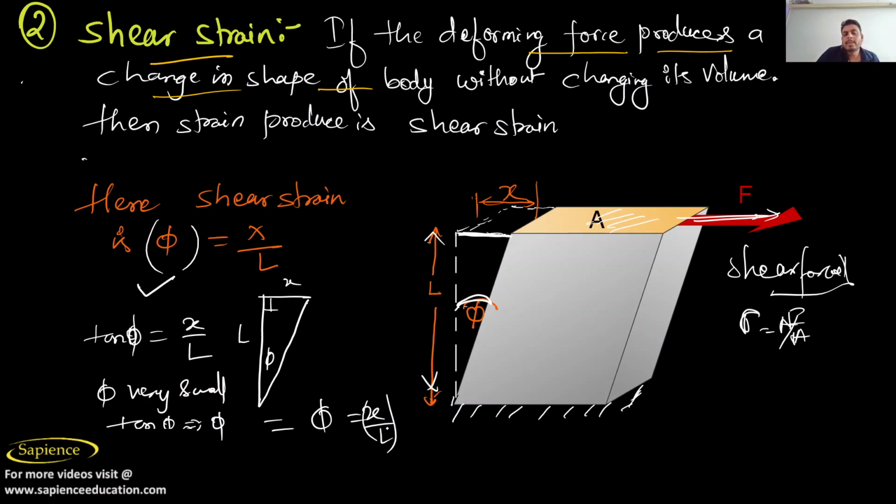So this is what shear strain is all about. There is no dimension at all. See here, x is in meter, L is in meter, so there is no dimension at all. I hope you have understood shear strain now.